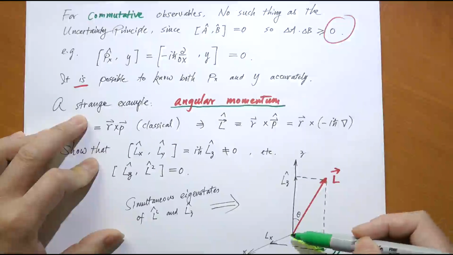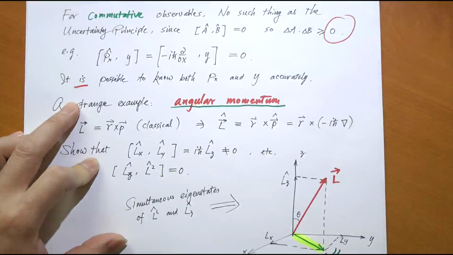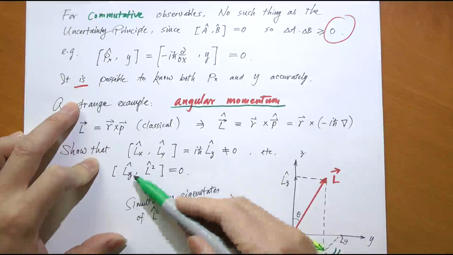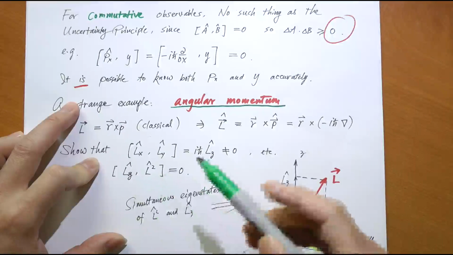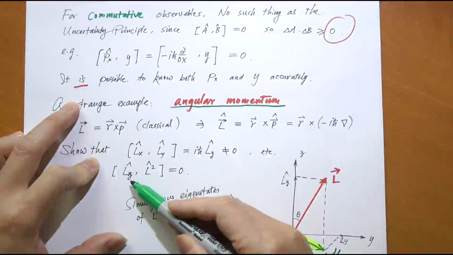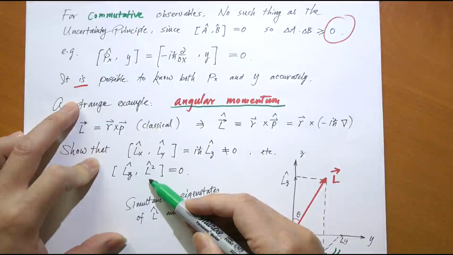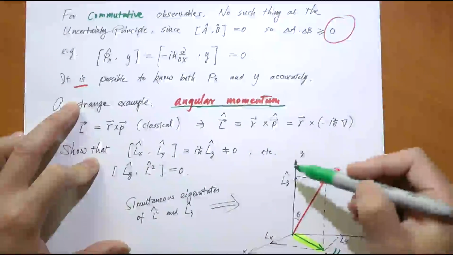So here I have a representation of what I just said. Suppose we are in a certain simultaneous eigenstate for both Lz and L squared. It doesn't have to be Lz, it can be Lx or Ly, but let's say Lz. So I have the z-axis, right? It is possible to find a simultaneous eigenstate for both of them because, after all, the commutator between these two is indeed 0, right?